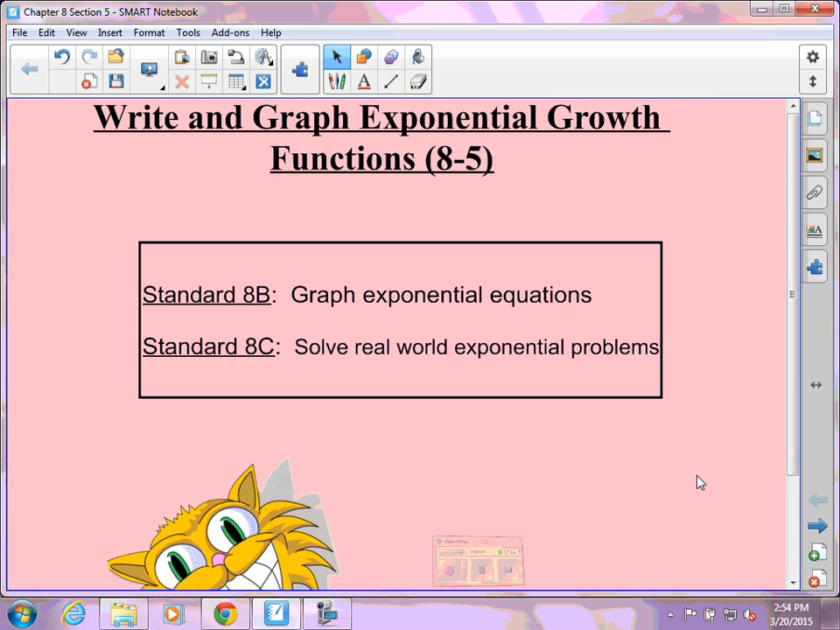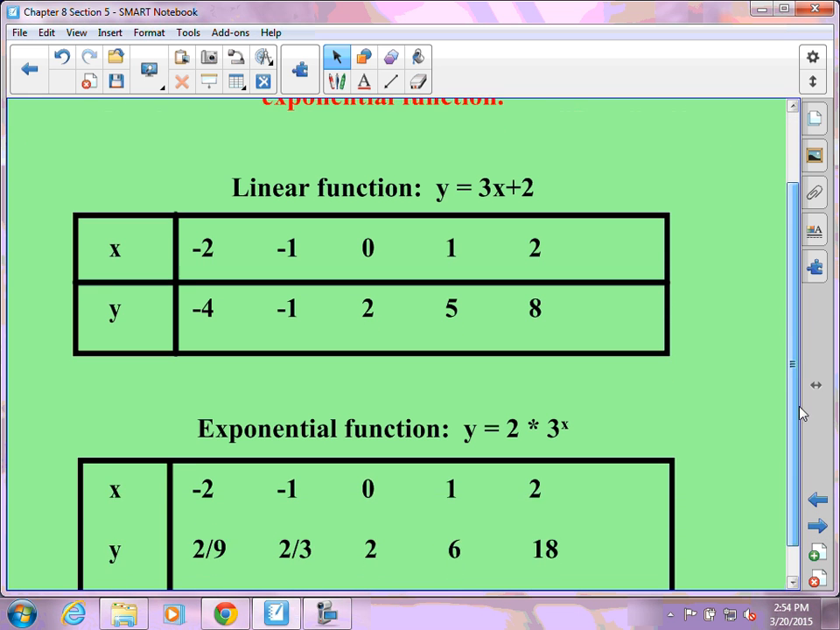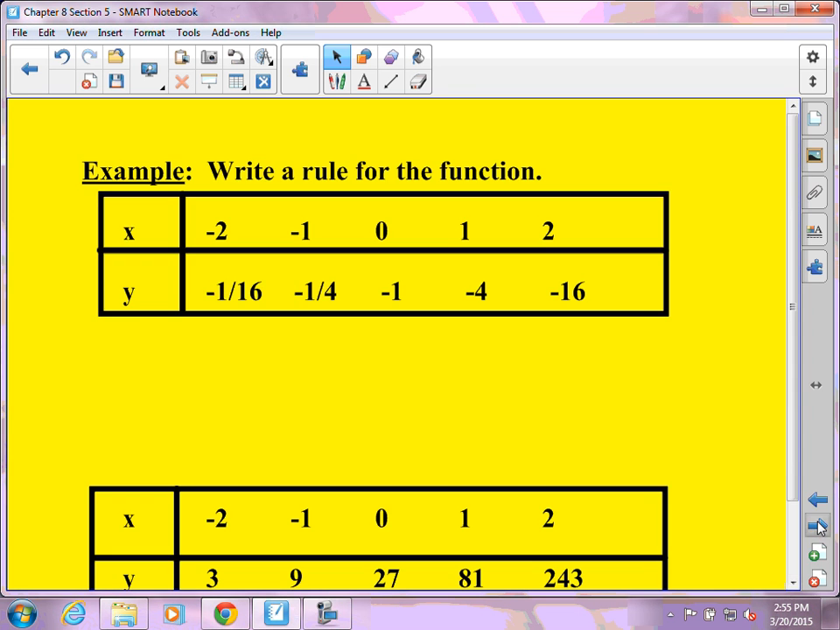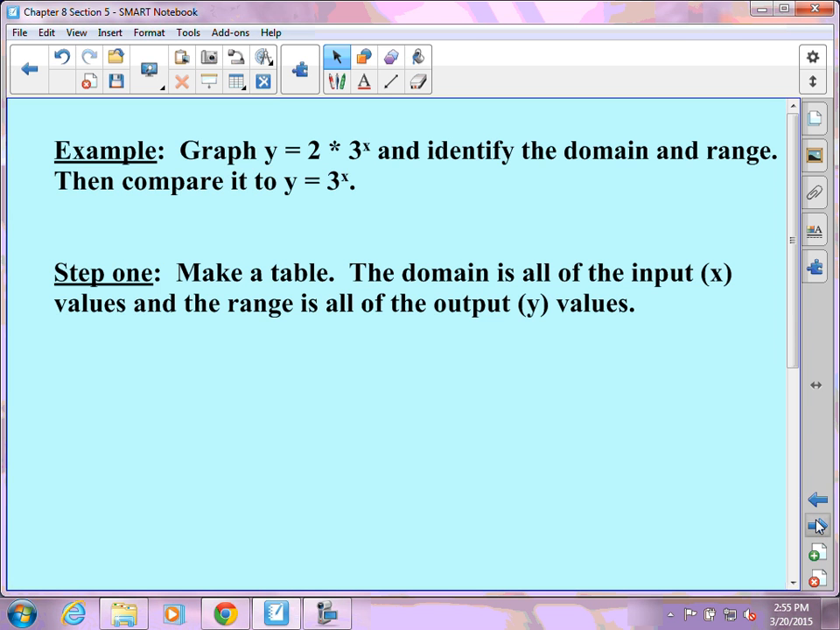Today what we're going to do is we're going back to section 8.5, and we've already done day one. And in day one, if you remember, we talked about the difference between a linear function and an exponential function. We wrote rules for the different types of exponential functions. We graphed different types of exponential functions on the graph, and then we compared them.